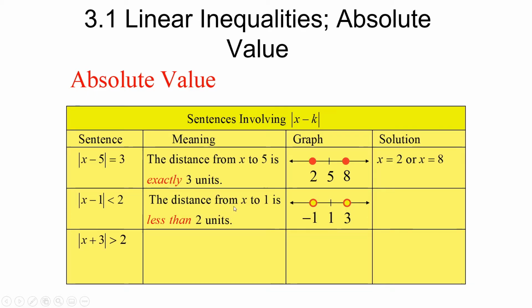And the distance from x to 1 is less than 2 units. That would be everything in the interval between those two open dots. So this is an and right here. So this is -1 is less than x, and x is less than 3. And we write that as a double inequality.